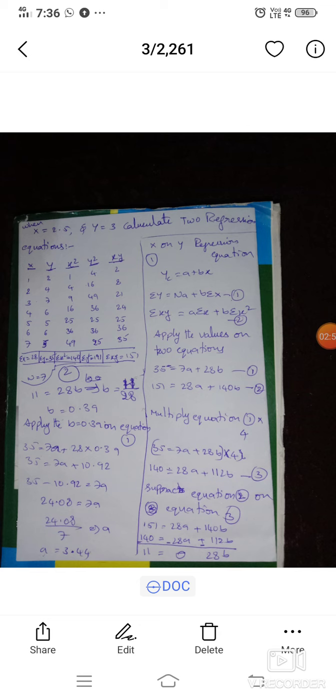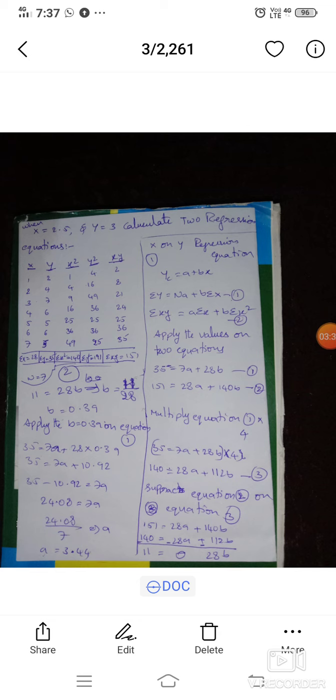First of all, let us look at the formula: yc is equal to a plus bx. Sigma y is equal to na plus b sigma x, and sigma xy is equal to a sigma x plus b sigma x square. Apply the values in the two equations. Sigma y is 35, n is 7, so 35 is equal to 7a plus 28b.